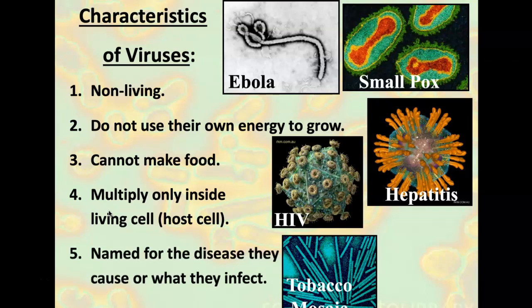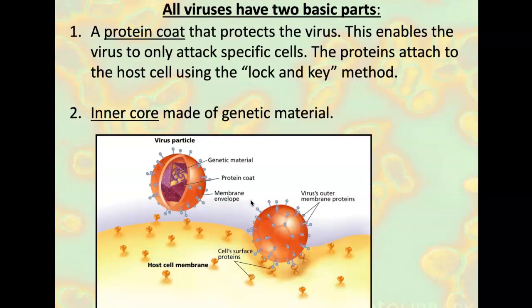And they're going to be named for the disease that they cause or what they infect. For example, smallpox is the virus that causes smallpox. The tobacco mosaic virus causes the tobacco mosaic disease in tobacco plants. HIV is human immunodeficiency virus.